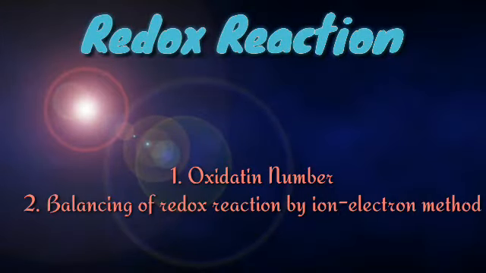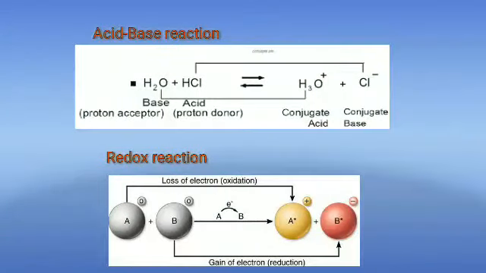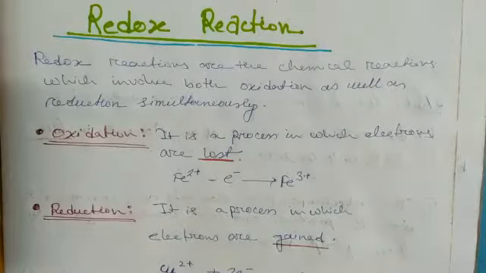Today we are going to discuss redox reaction. In chemistry there are basically two types of reaction, acid base reaction and redox reaction. But today we will only discuss redox reaction. So now we have to know what a redox reaction is. A redox reaction is nothing but a chemical reaction in which oxidation as well as reduction occur simultaneously. So you may ask the question, what is oxidation and what is reduction?